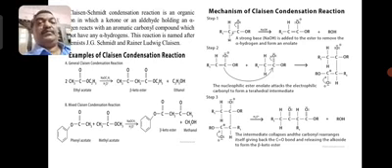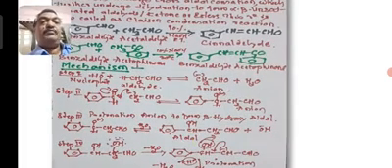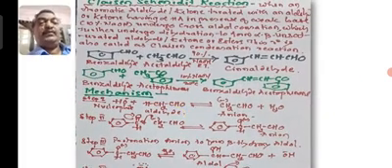Beta keto ester. It's a diketo compound. So this reaction is called a Claisen condensation reaction. I have explained it with a specific example. When you take benzaldehyde and treat it with acetaldehyde, there is a formation of cinnamaldehyde.